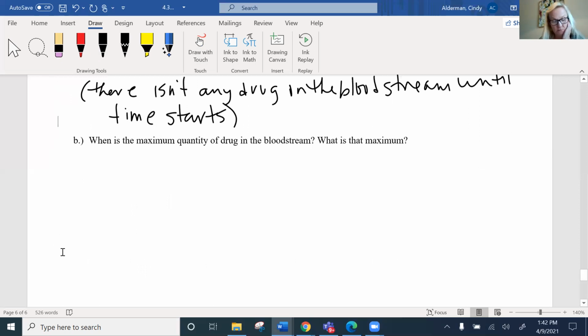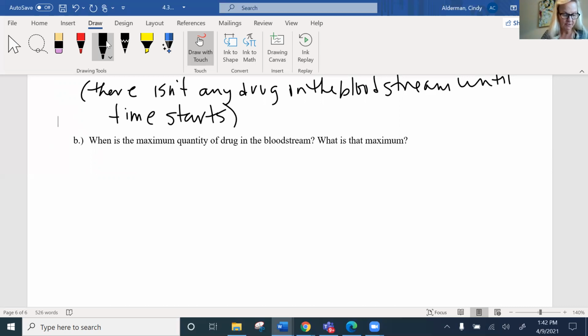When is the maximum quantity of the drug in the bloodstream? And what is that maximum? So when, we're trying to find T, right? And then once we find T, we can plug that into the original function to answer that second question.